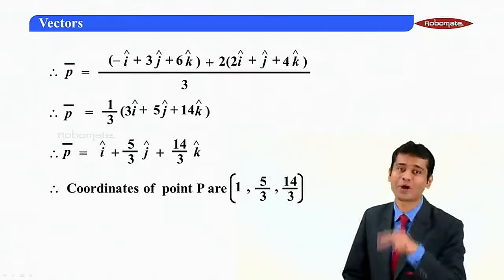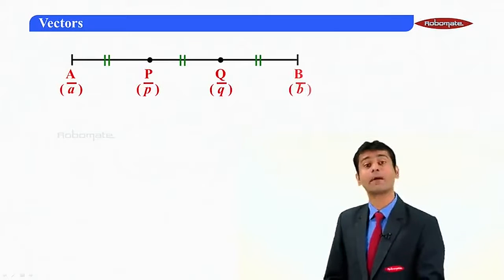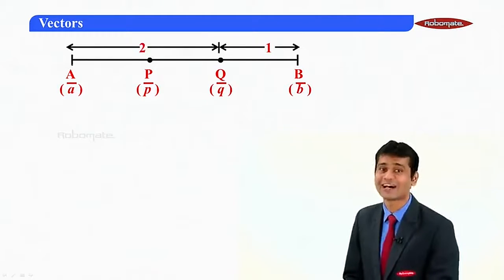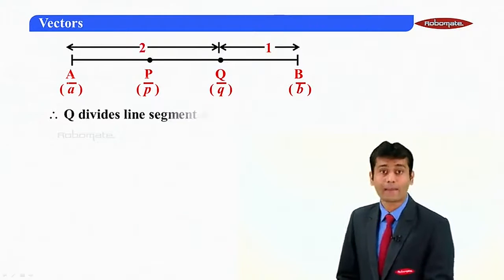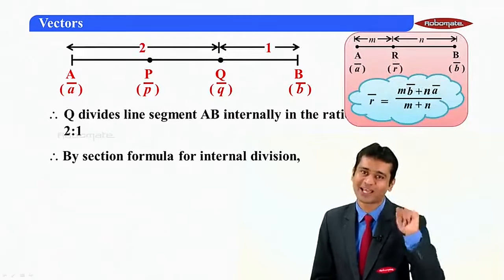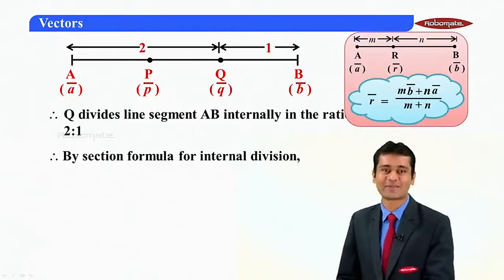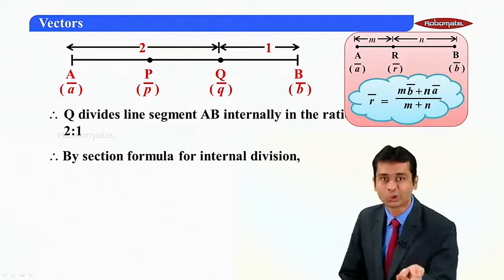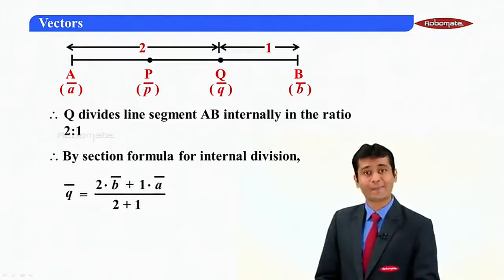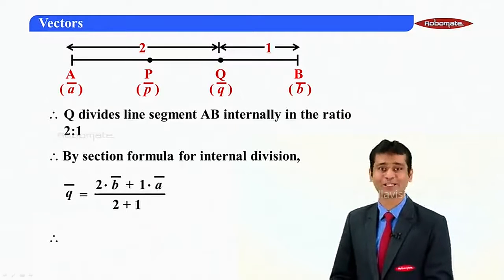Similarly, we will now find point Q, that is the second part of this sum, the second point of trisection. Now coming back to the diagram, Q divides AB internally in the ratio 2:1. So applying the internal section formula, you remember the internal section formula? Yes, (m B bar plus n A bar) upon (m plus n). Here m is 2 and n is 1. So you get Q bar value equal to (2B bar plus A bar) upon (2+1).